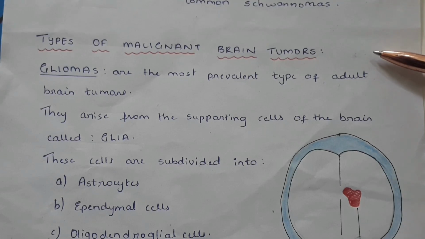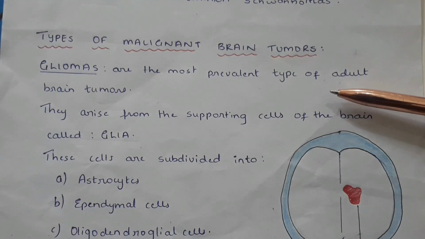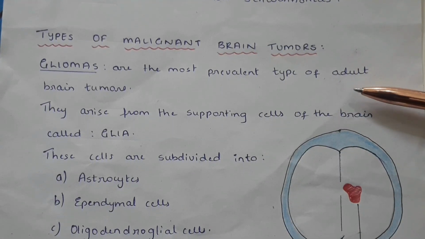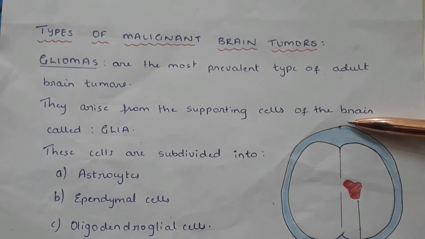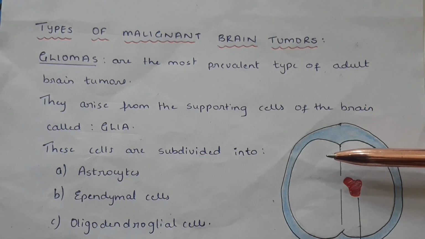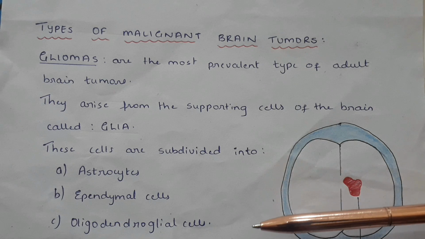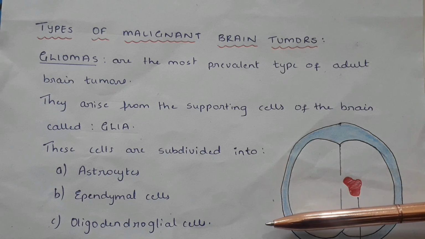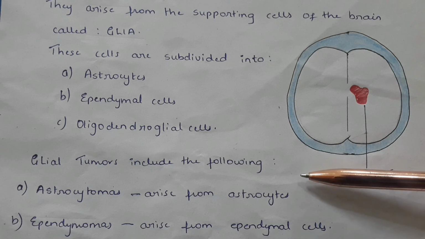Types of malignant brain tumors includes gliomas. These are the most prevalent type of adult brain tumors. They arise from the supporting cells of the brain called glia. These cells are subdivided into astrocytes, ependymal cells, and the oligodendroglial cells. Glial tumors include the following.